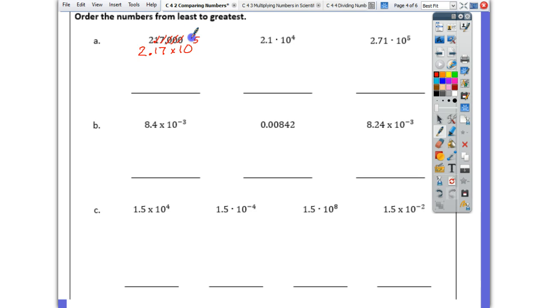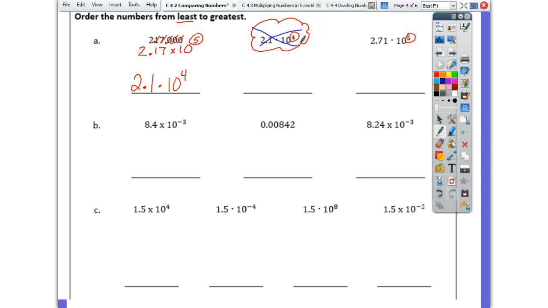So now we can compare. Exponents. We have a 5, a 4, and a 5. And now we have to list these from least to greatest. I can look at this already and know that this one right here is my smallest one. So I'm going to put that right here: 2.1 times 10 to the 4th power. That's my smallest number. All right, so we're done with that one.